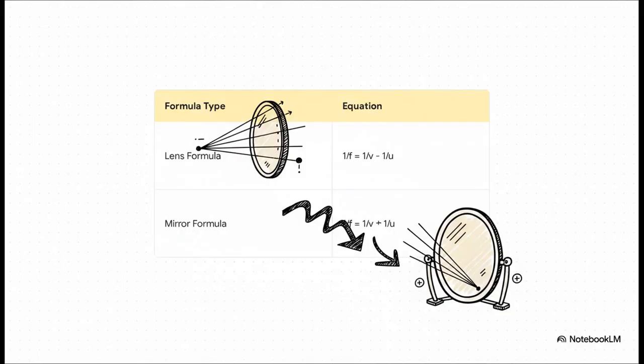And of course, we can calculate all of this with some pretty neat formulas. You've got one for lenses and one for mirrors. And just look at how similar they are. The only difference between them is a single plus or minus sign. That's it. That tiny little sign change is the entire mathematical difference between how a lens bends light and how a mirror reflects it. Kinda cool, right?